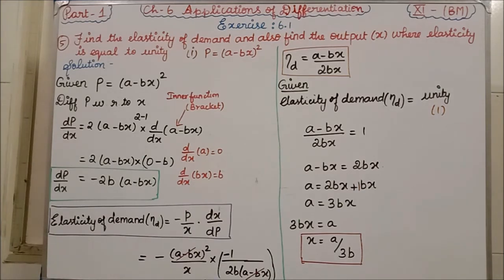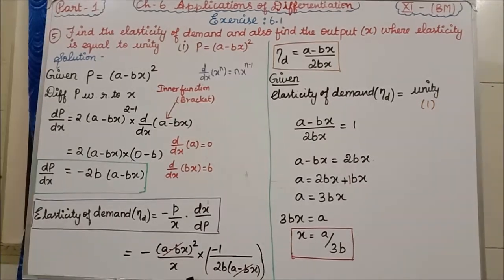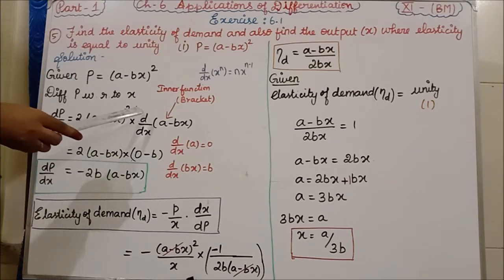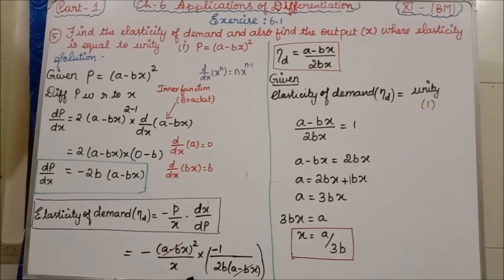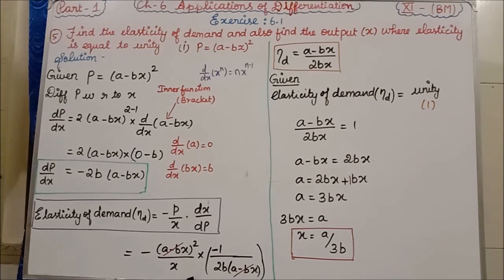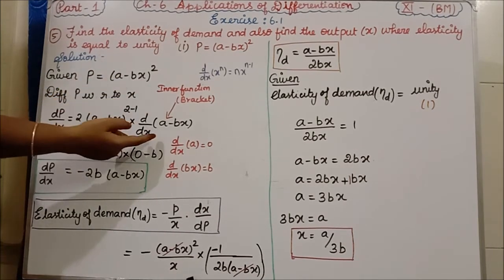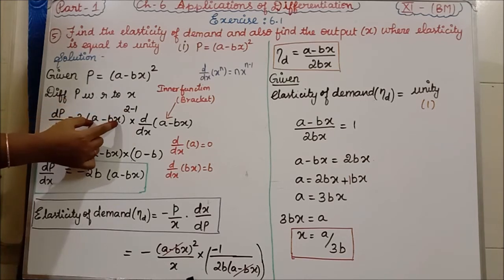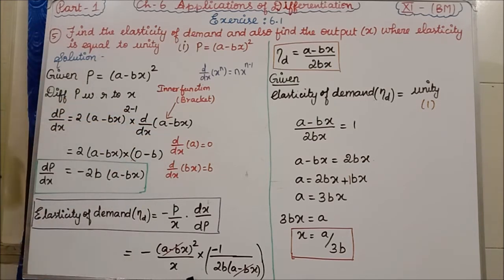If you need, I will write it on this side. I have written the formula: d by dx of x power n is equal to n into x power n minus 1. Based on this formula only we are differentiating. So 2 into (A minus Bx) power 2 minus 1, into the inner function, which you have to differentiate one more time. This concept we have learned in chapter 5. The inner bracket alone we are going to differentiate with respect to x.